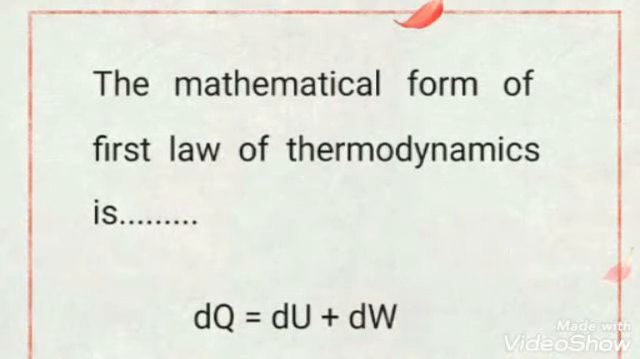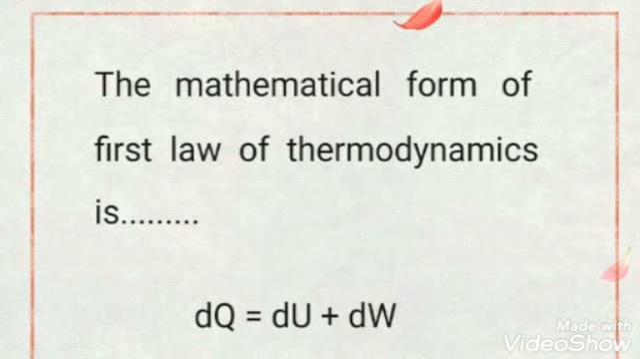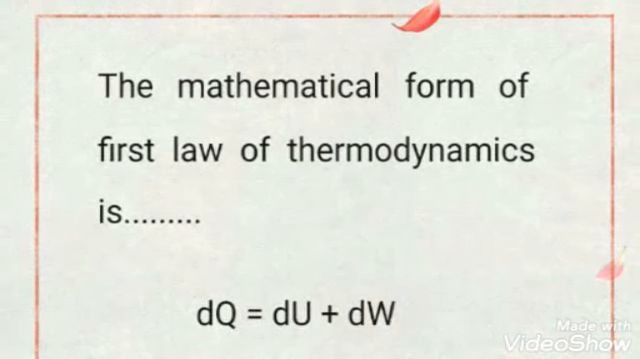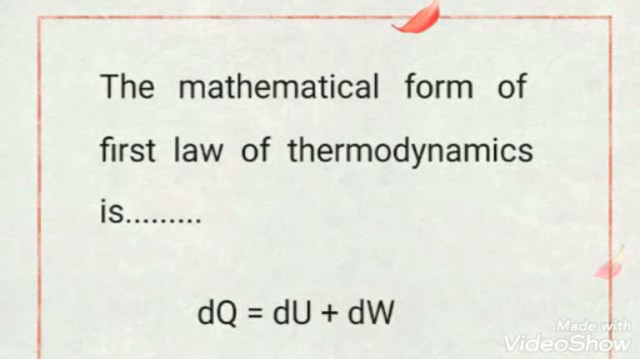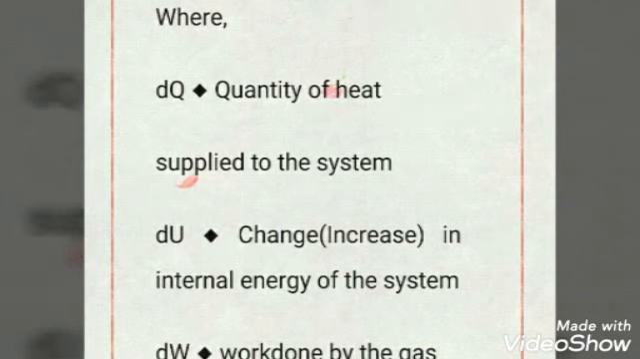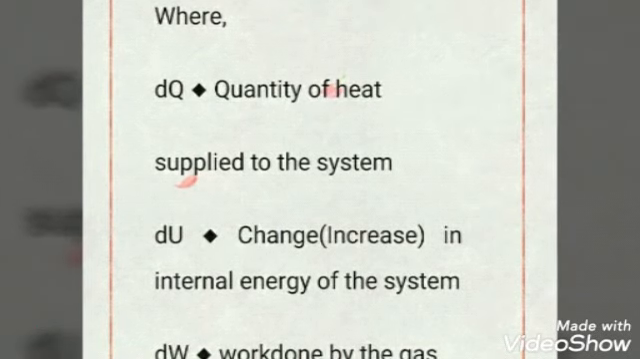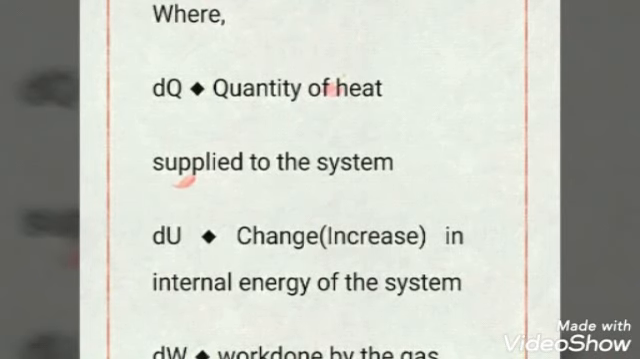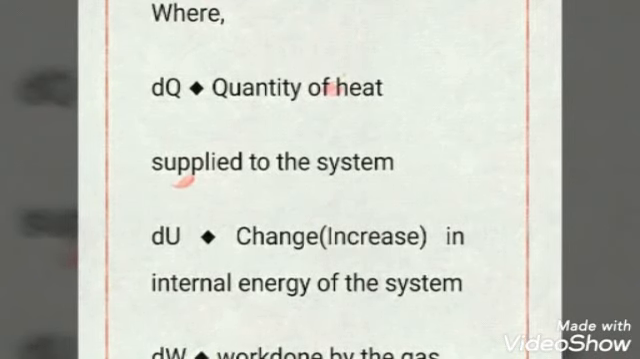The mathematical form of the first law of thermodynamics is dQ = dU + dW. We write it in differential form because they are all small quantities. dQ is the quantity of heat supplied to the system. dU is the change in internal energy of the system, particularly the increase in internal energy. dW is the work done by the gas.